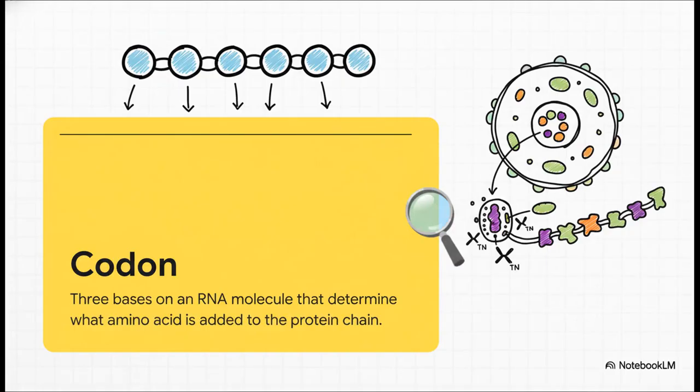So how does the cell make sense of this long string of letters? Here's the really cool part. It doesn't read them one by one. It reads them in groups of 3, like little 3-letter words. Each of these words is called a codon, and every codon is an instruction for one specific building block, which is called an amino acid.